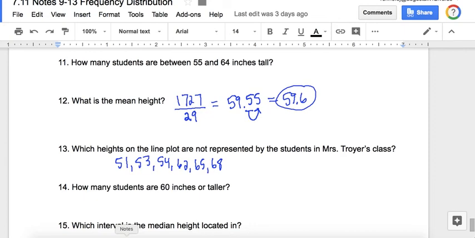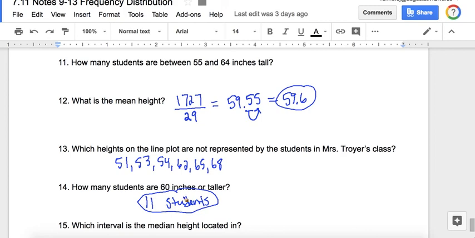It says how many students are 60 inches or taller? So look at your line plot and count all the x's that fall in 60 or higher. So count them up right now. Hopefully you got 11 x's, so that means 11 students are 60 inches or taller.